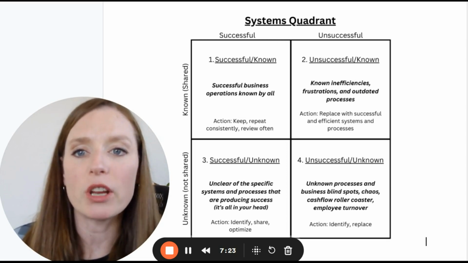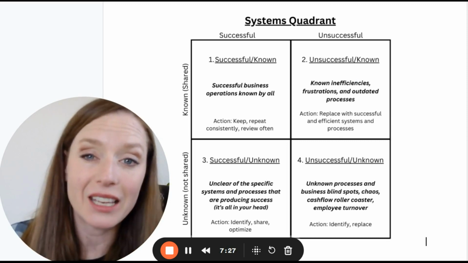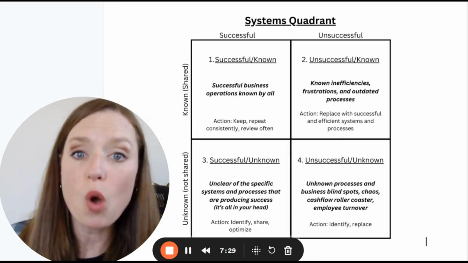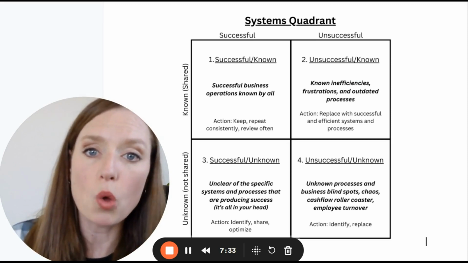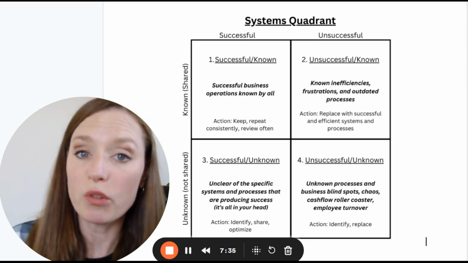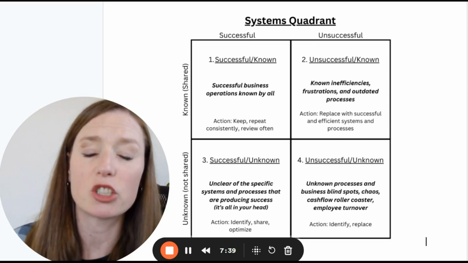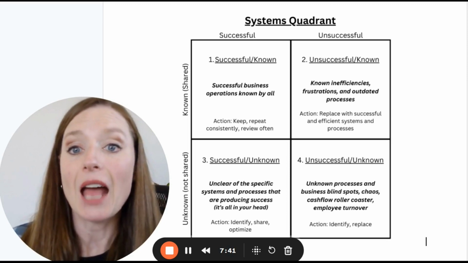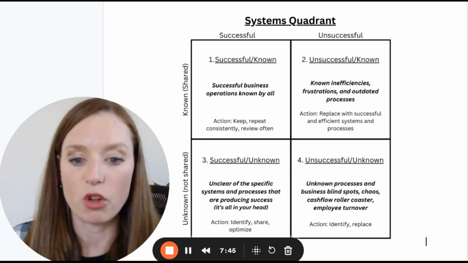So let's move on to the second quadrant, which is the unsuccessful but known systems. These are the areas where you're like, I know there are inefficiencies here. I know this is clunky and it's not really working. I know that we're overlapping work and people don't really have clear roles. You're not exactly sure what to do from there, but you know that there are inefficiencies. You know that there are bottlenecks. You know that there are frustrations. So those are the known systems, but you know that they're unsuccessful.